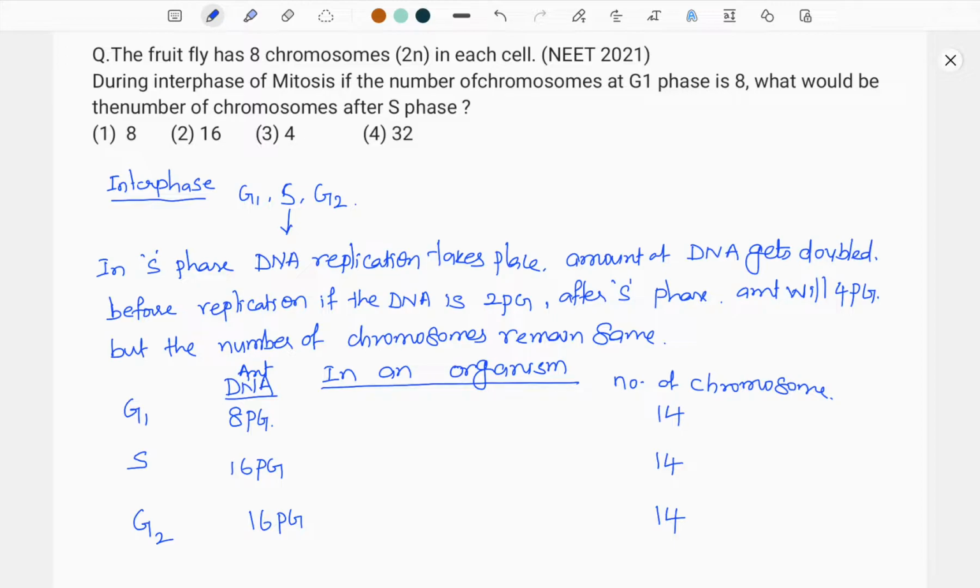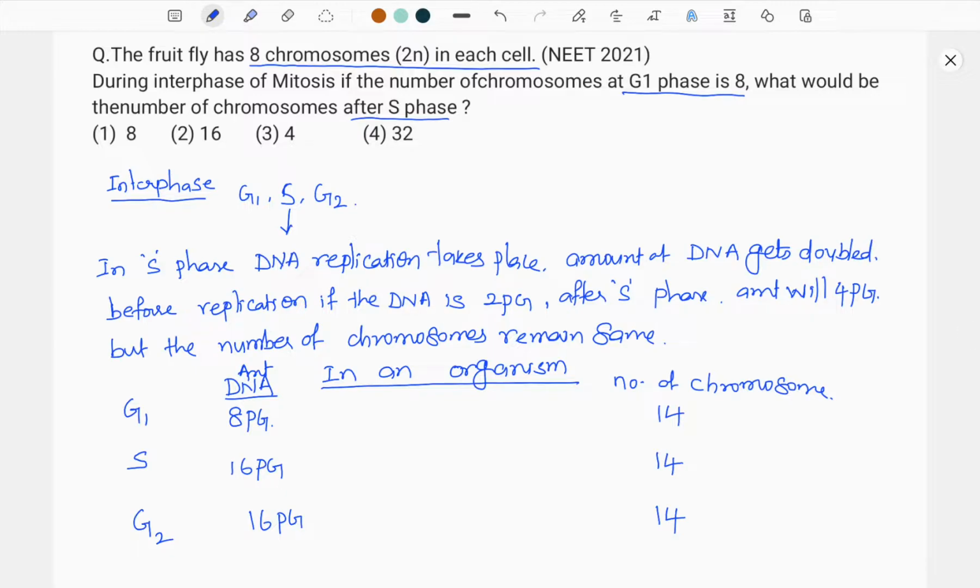A fruit fly is called Drosophila melanogaster. It is a modern tool in modern genetics. It has 8 chromosomes, that is 2n, in each cell. During interphase of mitosis, the number of chromosomes in G1 is 8. What would be the number of chromosomes after S phase? See, he is saying here that 8 is the number of chromosomes in G1 phase. After S phase, that is G2, the number of chromosomes remains the same.